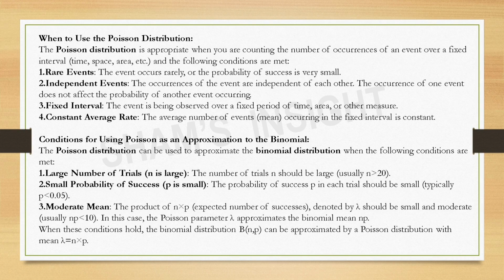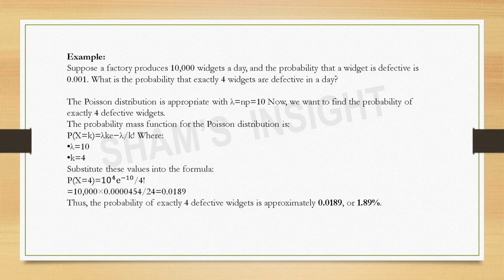Now, when to use the Poisson distribution as an approximation to the binomial. The very first, when the number of trials is large, the probability is small and the mean is moderate. Number of trials is large means n should be greater than 20, probability should be less than 0.05 and the mean should be moderate. Then only we can say the binomial distribution, that is B(n, p), can be approximated by the Poisson distribution with mean lambda equals n times p. So let's take an example.